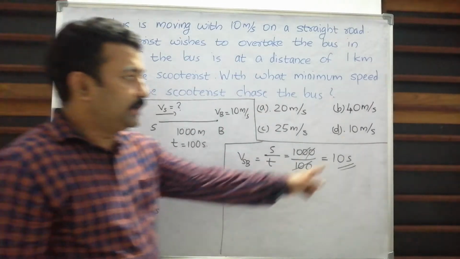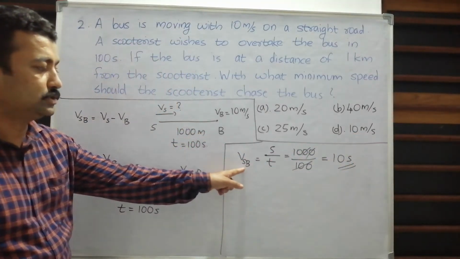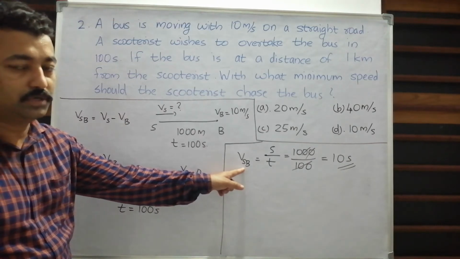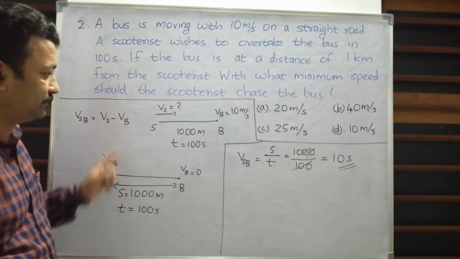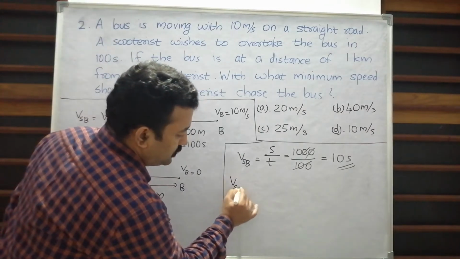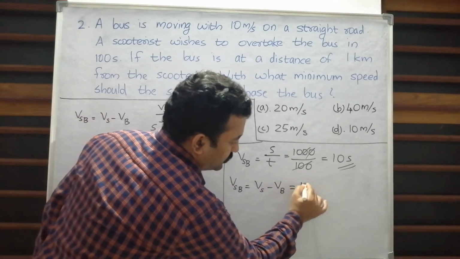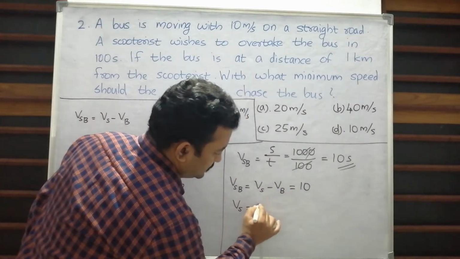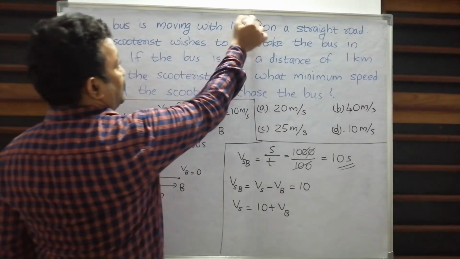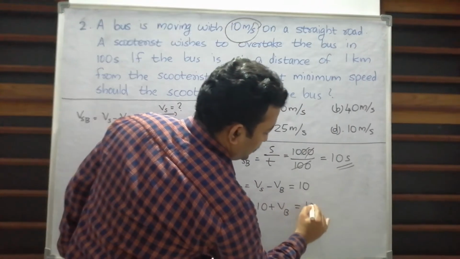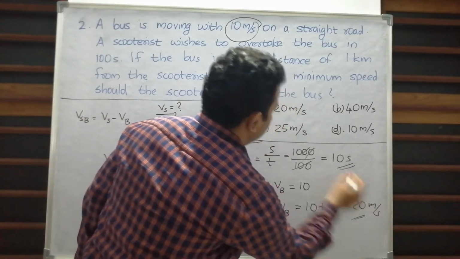So don't go for the answer 10 meters per second right now, because this is not the velocity of the scooterist, this is the velocity of the scooterist with respect to the bus. We found this as Vs minus Vb. So Vsb is equal to Vs minus Vb, which is equal to 10. So what is Vs? That is 10 plus Vb. And Vb is given as 10 in the question. So this is 10 plus 10, 20 meters per second.